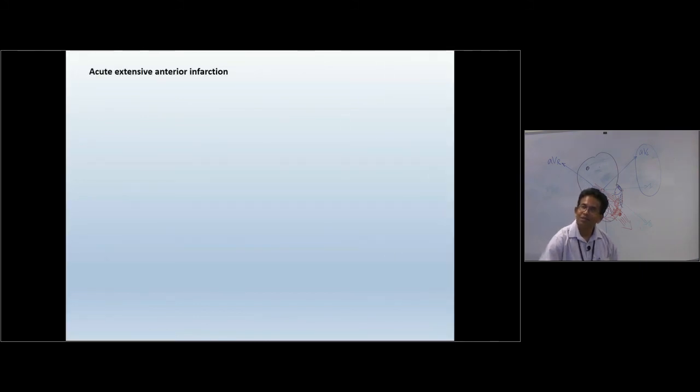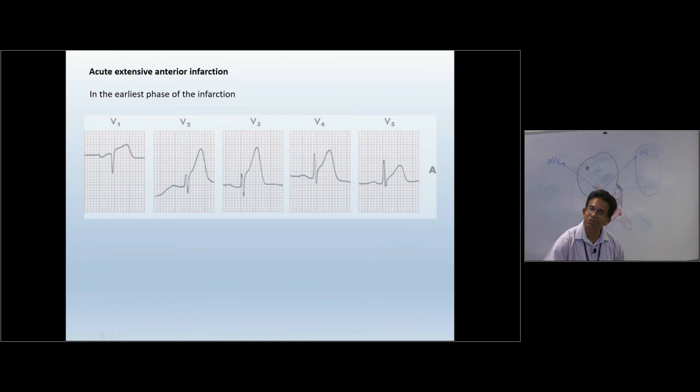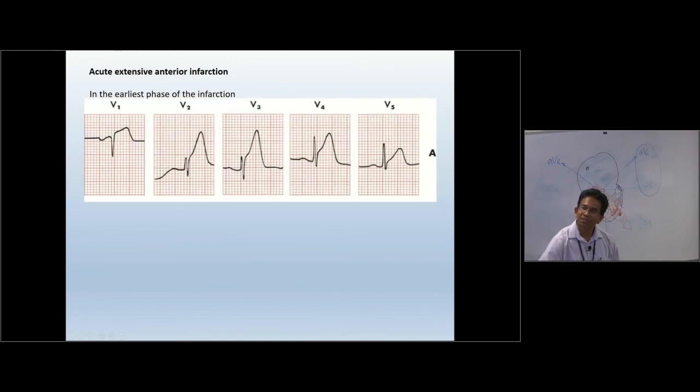All right. This example shows a patient who is experiencing an extensive anterior infarction. We add the extra word extensive if the patient shows ST elevations in V1 to V5 or V1 to V6. That means the whole anterior part up to the lateral walls got infarcted. You can see this patient was experiencing chest pain right in front of us on the board. So this is the acute stage.